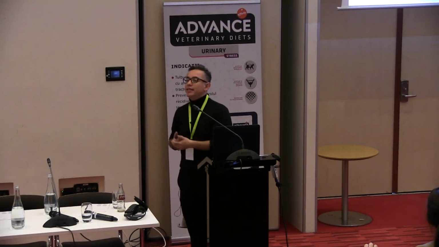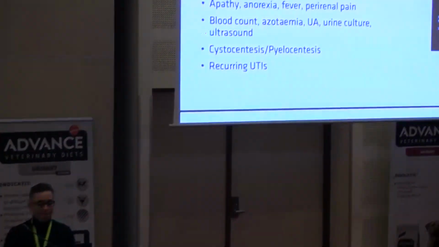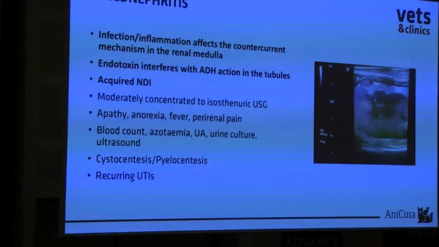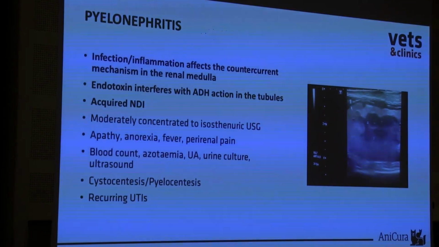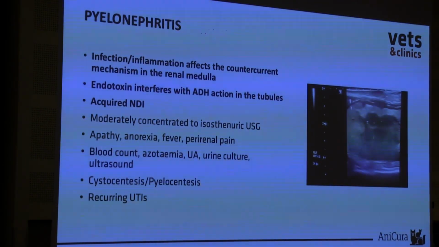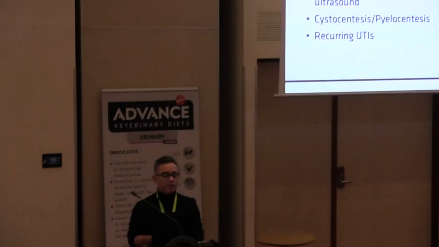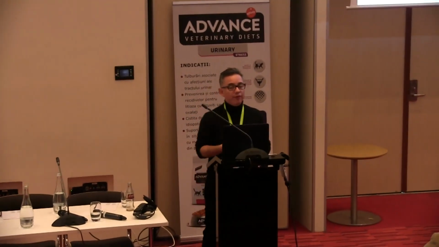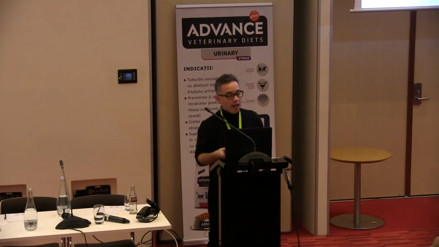Pyelonephritis, and again, it depends on the kind of bacteria that is infecting. For example, Escherichia coli can block the receptor, but another bacteria can produce endotoxin and as well block the AVP action, so the tubule is not able to produce the aquaporin channel. At the same time, the infection can affect the countercurrent mechanism, that is, the water with low osmolarity going to a place with high osmolarity is affected as well.